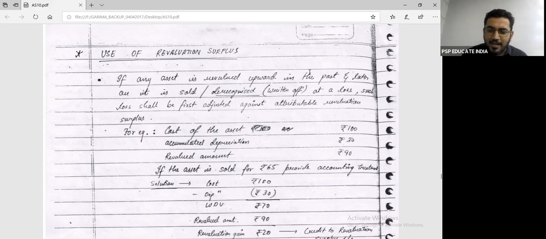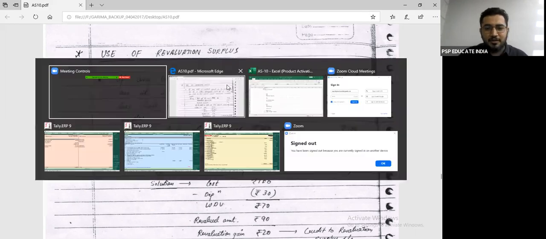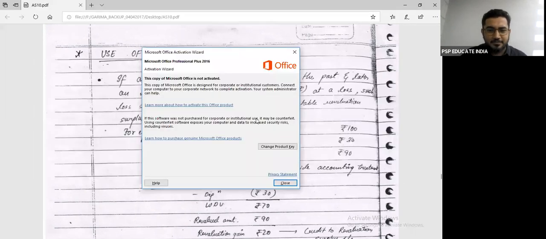Then that write off or selling the asset is at a loss. I'm again repeating, that write off or that selling of the asset, if it is at a loss, this loss straight away cannot go to the profit and loss account. This loss will first be adjusted against the revaluation surplus. Right? अब मैं जो concept समझा रहा हूँ उस पे ध्यान देना. Please pay attention. You will understand the entire concept thoroughly.